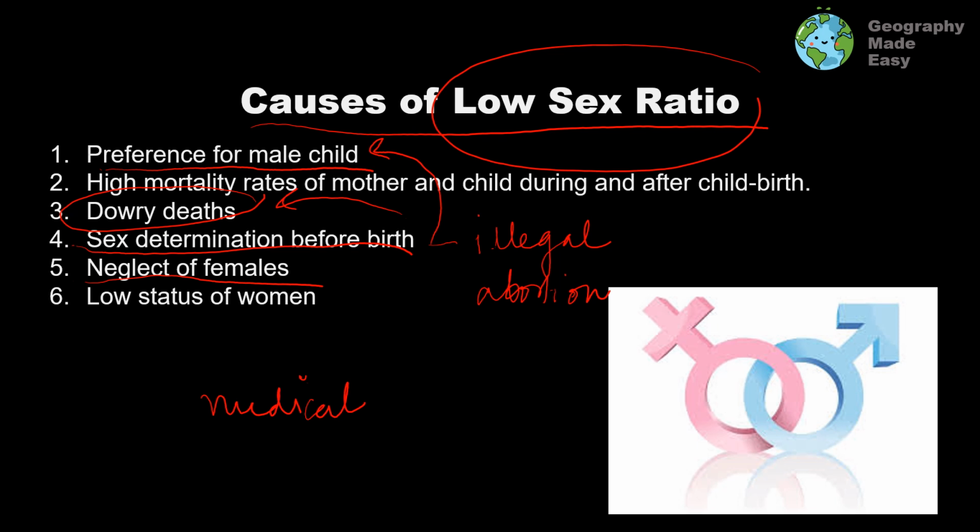The sixth point is the low status of women. Yes, this is a very important point, because the low status of women is the main reason why we have a low sex ratio. But again, we see that more and more women join the workforce, more and more women are becoming empowered, they have a voice now, and we see that the status of women is changing, and that directly gets reflected in the sex ratio.